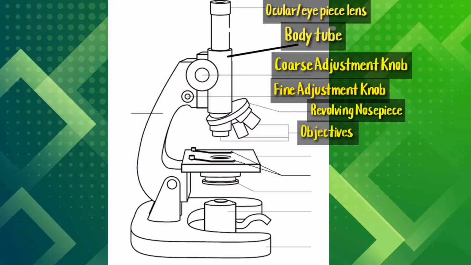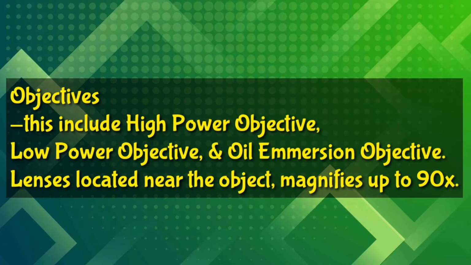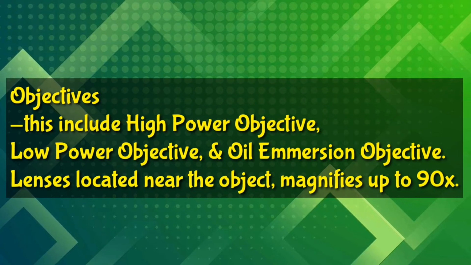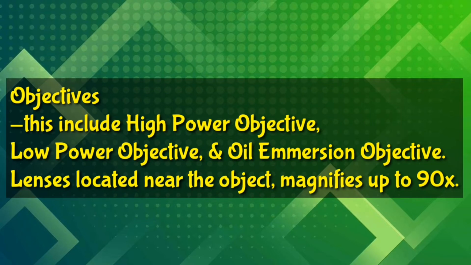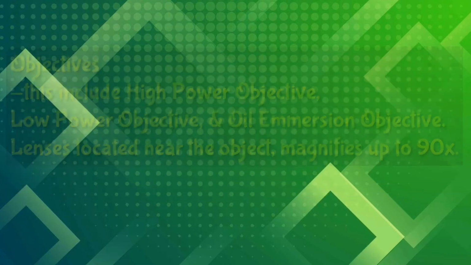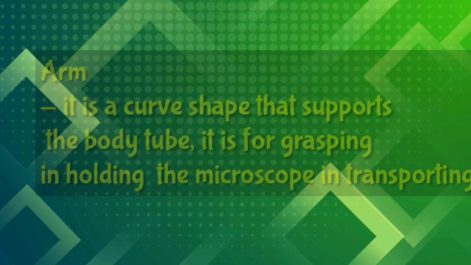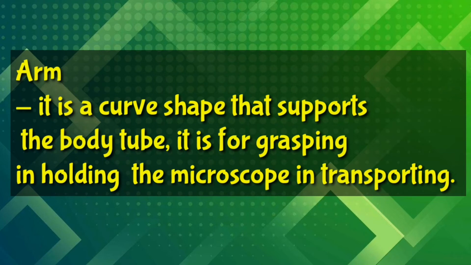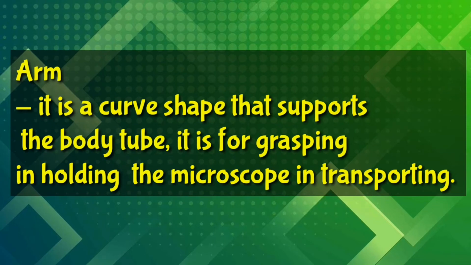When we say objectives, this includes the high power, the low power, and the oil immersion objectives. These are lenses located near the object that magnify up to 90 times. We also have the arm. It is curved in shape and supports the body tube. It is for grasping and holding the microscope and for transporting it.